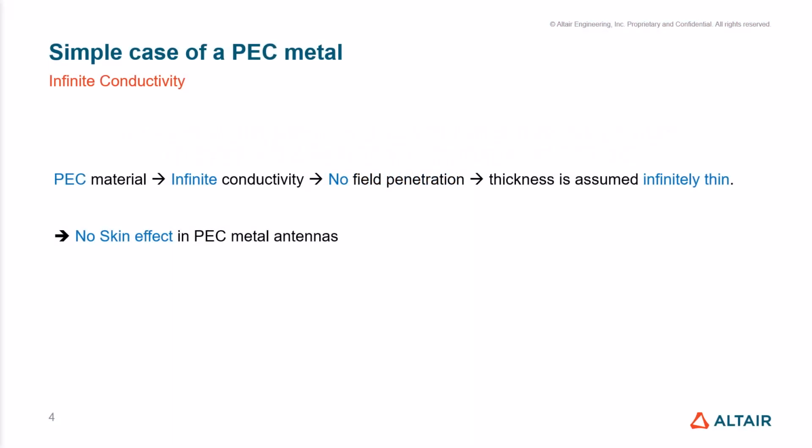We'll start with the simple case of a PEC metal. In PEC metals, conductivity is considered to be infinite. This means that there is basically no field penetration within the metal. Thus, the thickness is assumed to be infinitely thin. Now, this case means that there is no skin effect in PEC metal antennas.